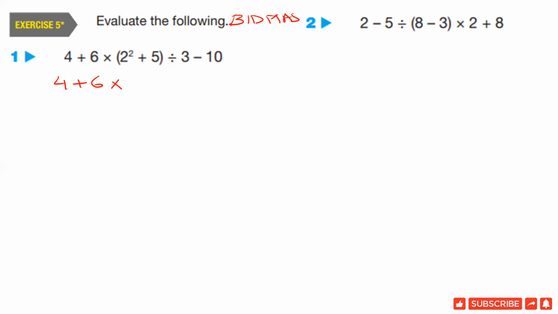Now we solve the bracket, but inside the bracket there are two operations. One is plus, the second one is indices. So according to BIDMAS, after brackets we solve indices. 2 square is actually 4. Then plus 5. 4 plus 6 times. Now we solve the bracket, the whole expression. 4 plus 5 is 9.